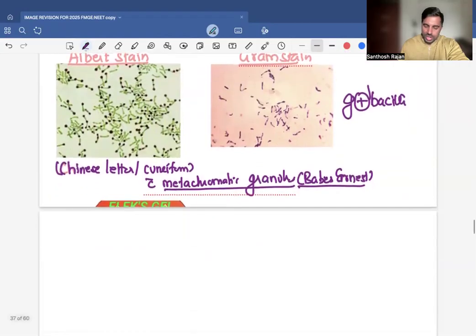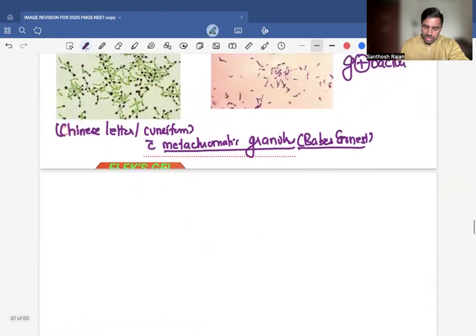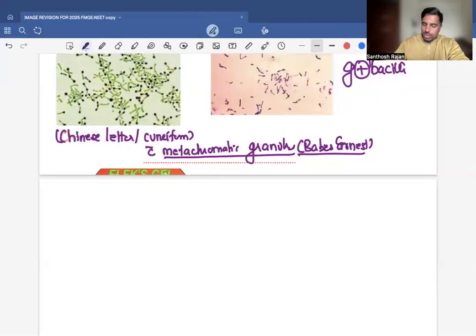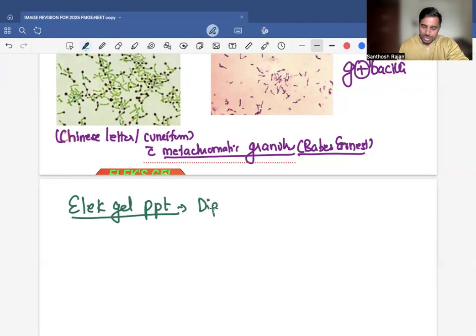One more important thing: I'm sorry, the picture has got hidden inside and I can't remove it. The idea was that there is one more test called Elek's gel precipitation test. Don't forget it. This is again to detect the diphtheria toxin. Diphtheria, everything is about toxin, so to detect the diphtheria toxigenicity we use this test. That's an important question, not to forget.